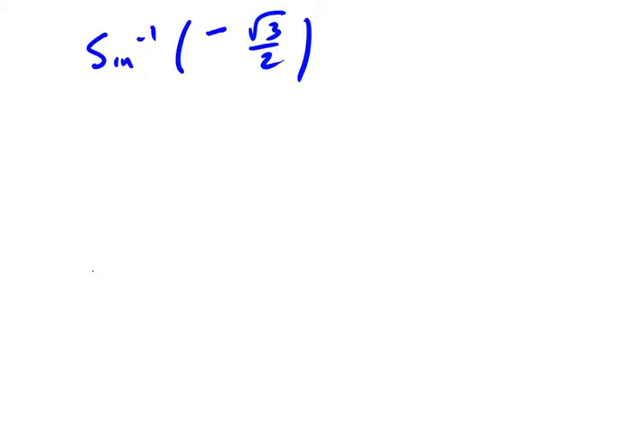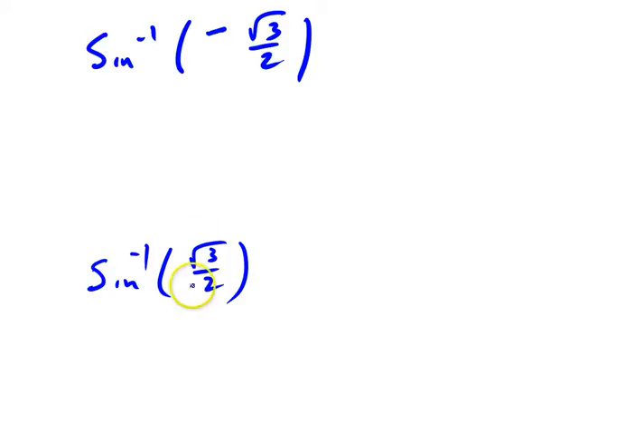Okay, the problem here is to evaluate the sine inverse of negative radical 3 over 2. I want to do this first without the negative sign, and then we'll talk about what that negative sign does. So if I look at sine inverse of radical 3 over 2, I'm first of all thinking this is an inverse trig function, so the input is a ratio of sides and the output is an angle. When I see sine inverse, I think, this is the angle whose sine is radical 3 over 2. I'm expecting an angle as an output.